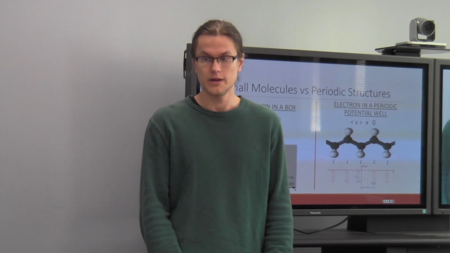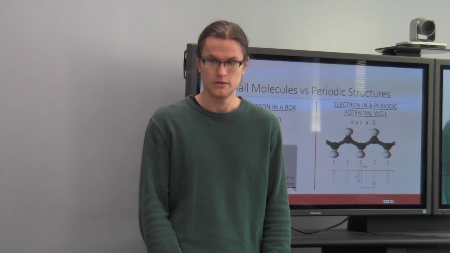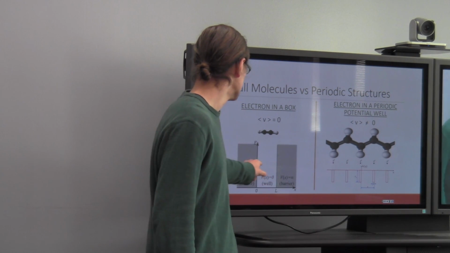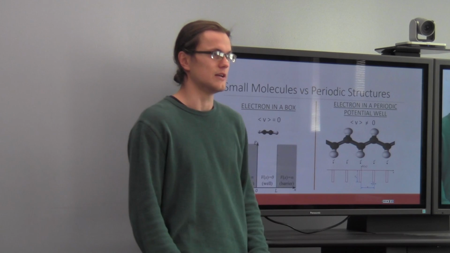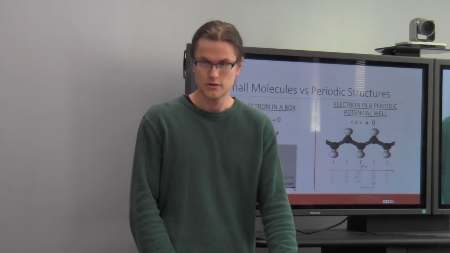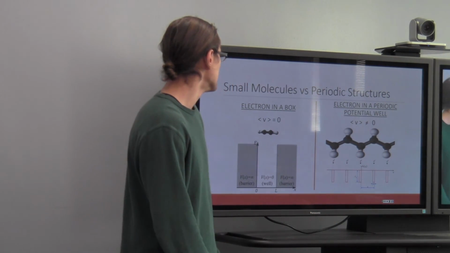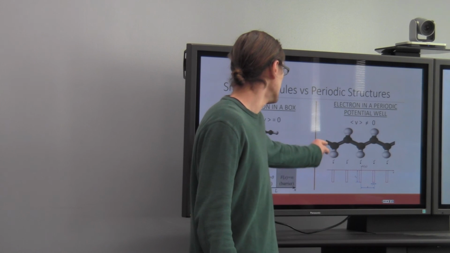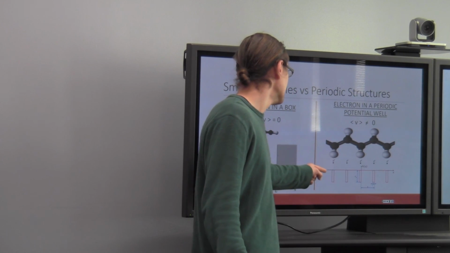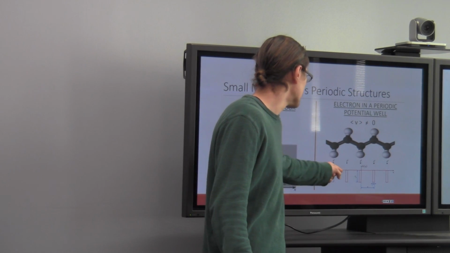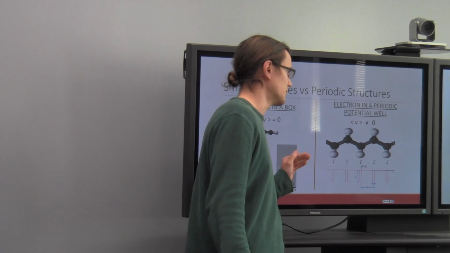Comparing small molecules and periodic structures, if we have an acetylene molecule, we can model it as a particle in a box. If it tries to move, the electron will just bounce back and forth, and here it'll produce a standing wave and have a zero average, or zero group velocity. But if you're in a periodic potential well, like a polyacetylene molecule, the electron can tunnel through these potential barriers here, so it can have a velocity in one direction.